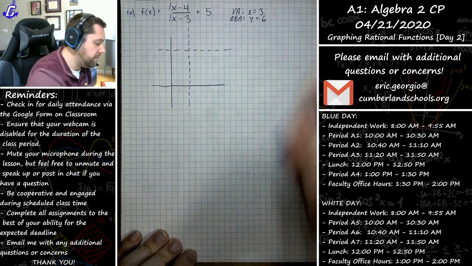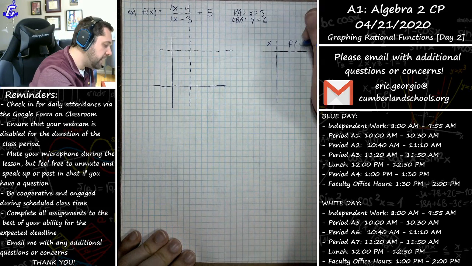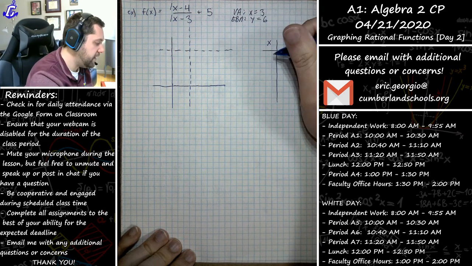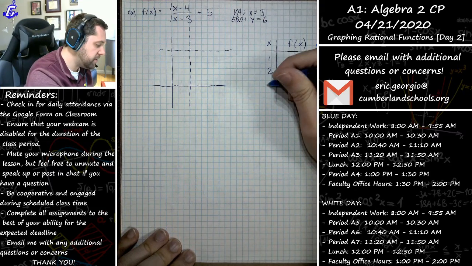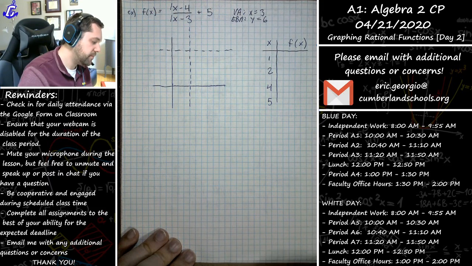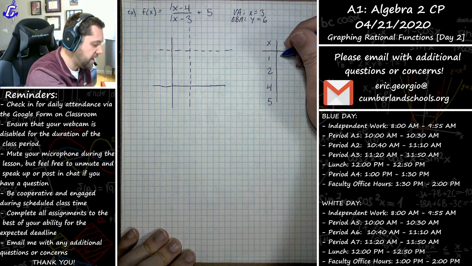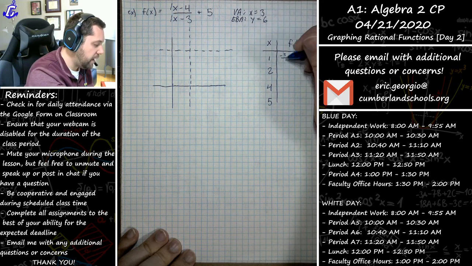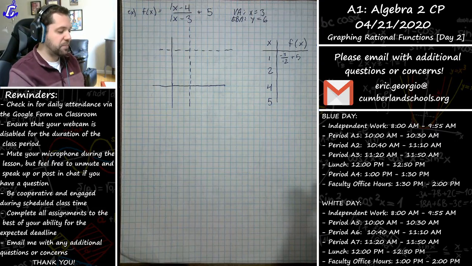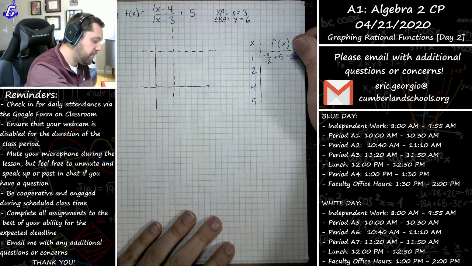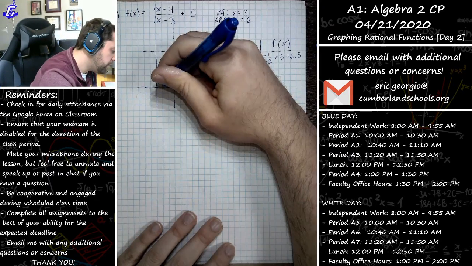And now let's go ahead and test some points. Again, 2 to the left, 2 to the right. So let's plug in 2 to the left of the vertical asymptote, 1 and 2, and 2 to the right of the vertical asymptote, 4 and 5. If I take 1 and plug it in the top, I get 1 minus 4 is negative 3. On the bottom, 1 minus 3 is negative 2, and then plus 5. Negative 3 divided by negative 2 is positive 1.5, plus 5 is positive 6.5. Meaning that we got a point at 1, comma 6.5.